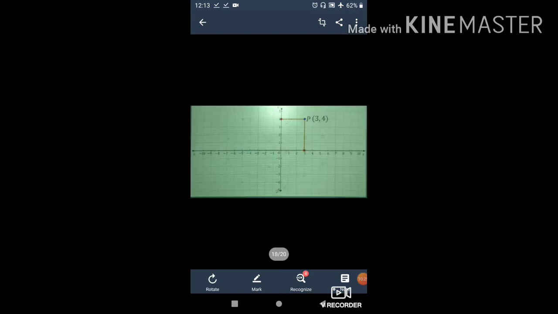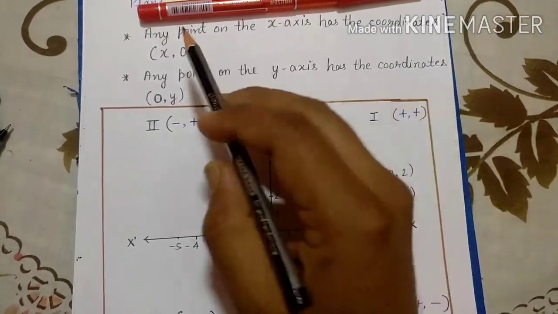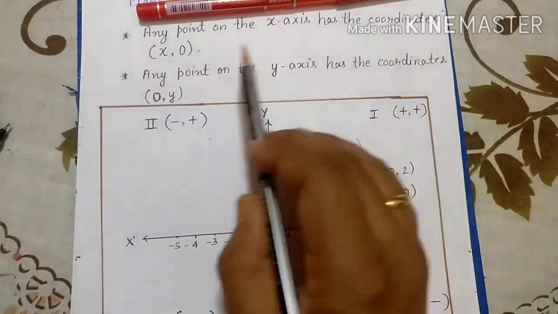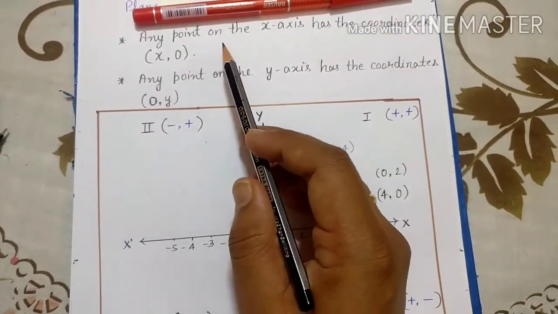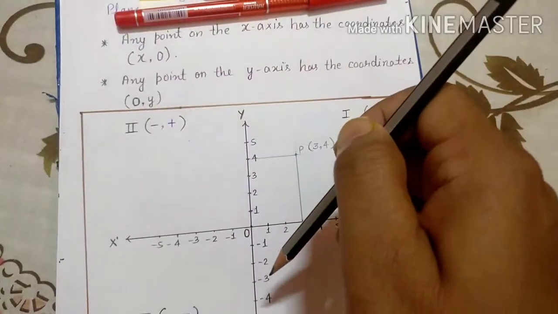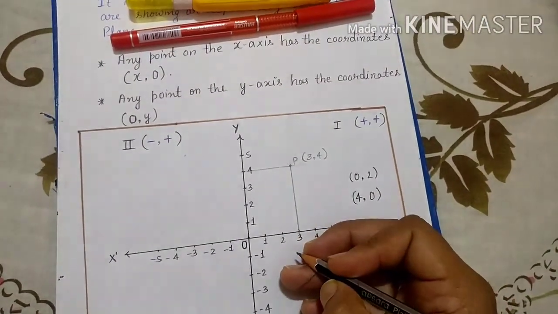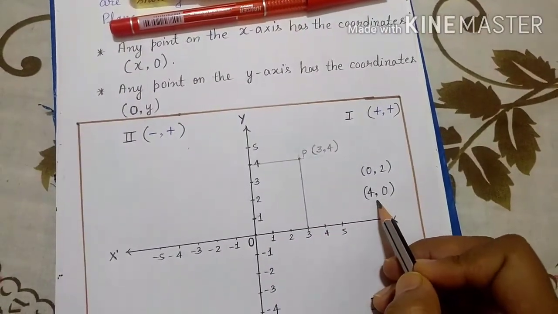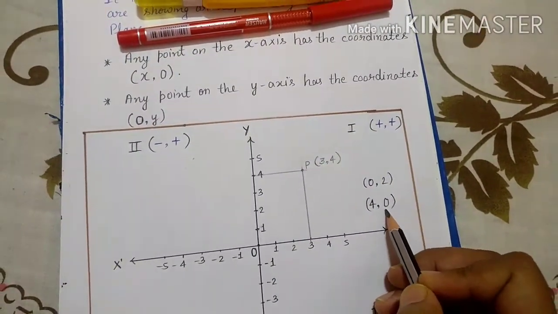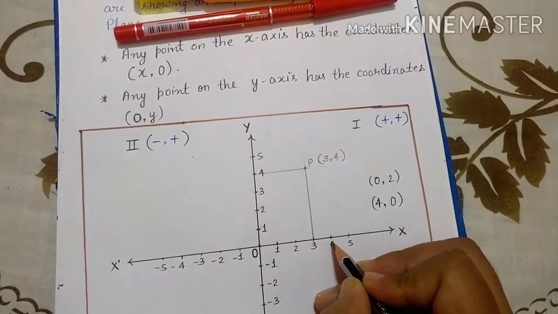Then any point on the x-axis has the coordinates (x, 0), and any point on the y-axis has the coordinates (0, y). Why? Let me explain this point. Any point on the x-axis has the coordinates (x, 0). Suppose it is (4, 0). We have to locate this point here. This point is this one.